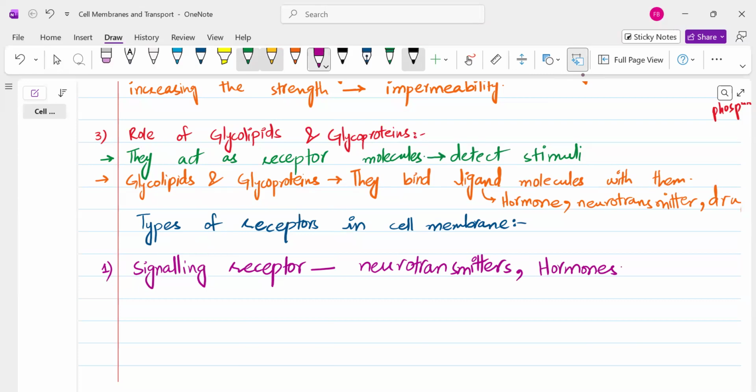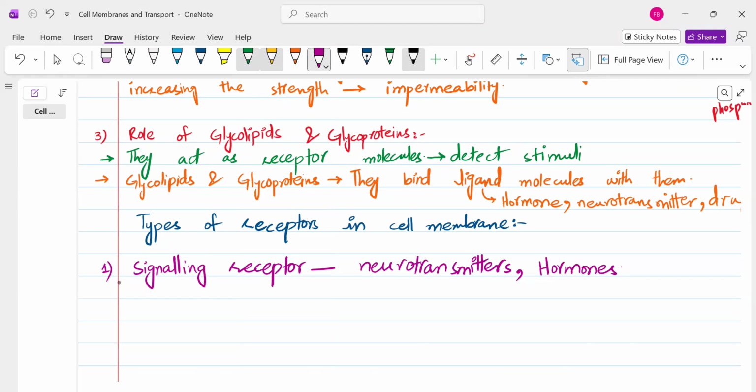Then there are some receptors that help in the stabilization of the cell membrane. What is meant by stabilization of the cell membrane? In the last lecture, when I was telling you about cholesterol, the cholesterol maintains the fluidity of the cell membrane. Otherwise, the cell membrane will be destabilized. So there are some receptors as well that help to stabilize the cell membrane. Such receptors are involved in the stabilization process.